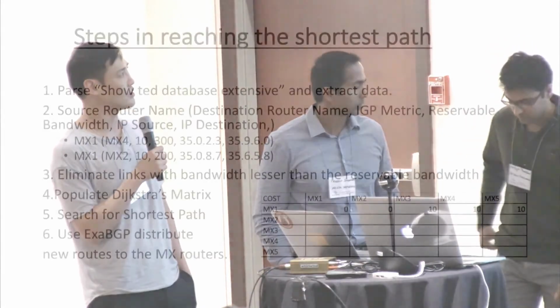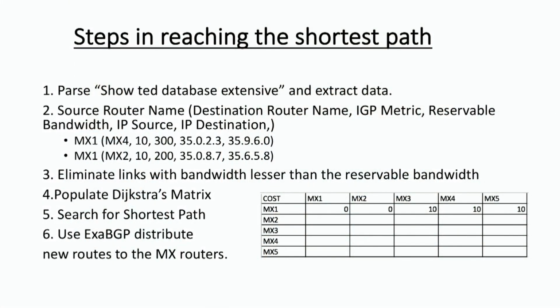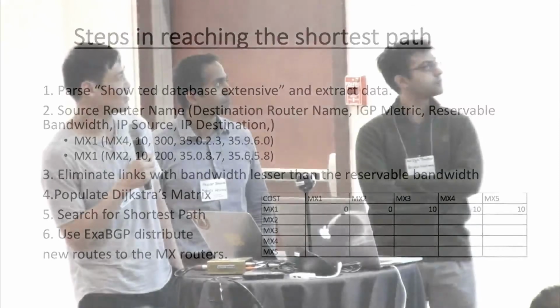Using the graph. So basically, first we're going to use the show TED database extensive to get the network topology and extract the data. And then we list the router name with the destination, the IGP metric, the reservable bandwidth. And from there, we eliminate the links with bandwidth lesser than the required bandwidth.